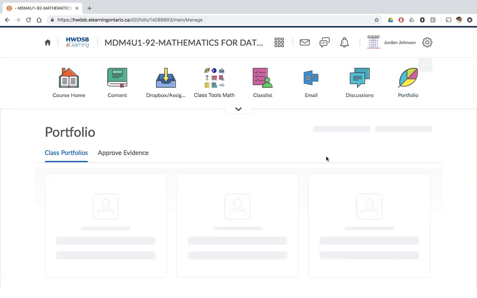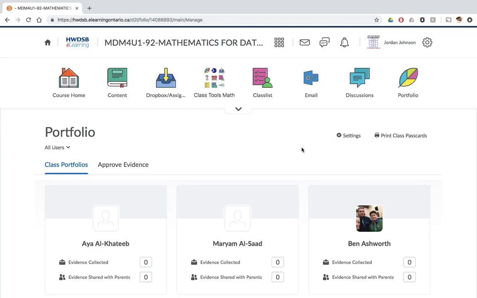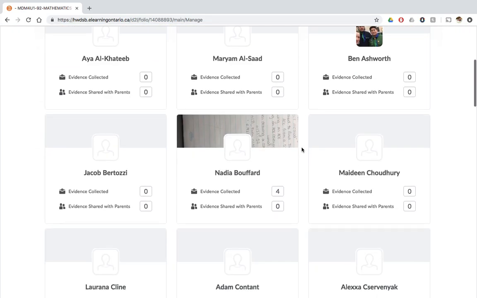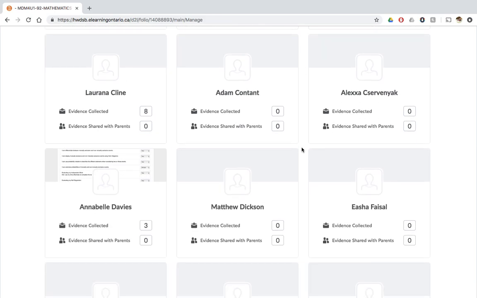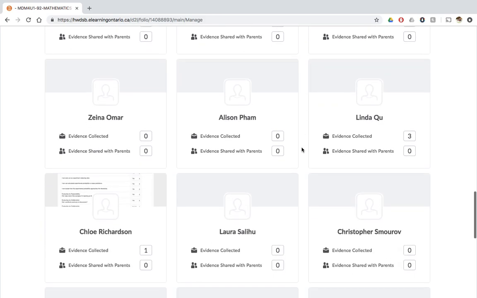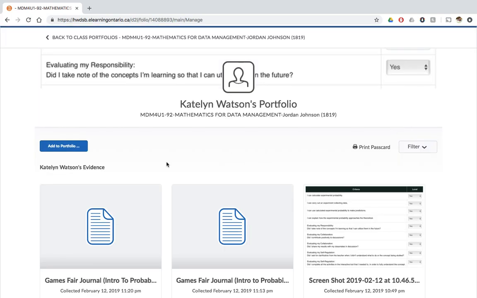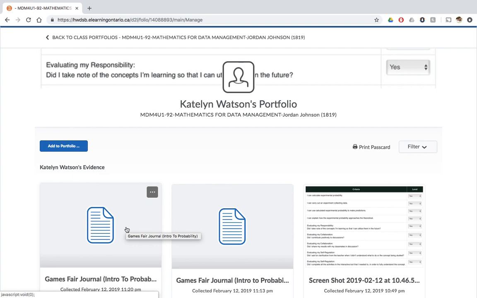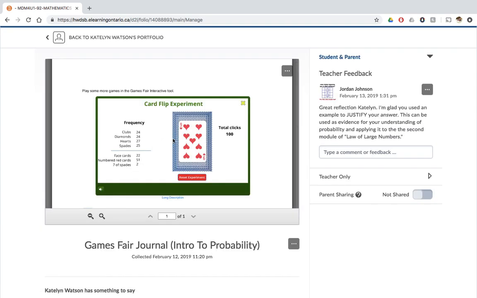And the reason I like using your portfolio is because this way it gives me an option. Let's say if you do really poorly on a test or an assignment, I can reflect back and take a look at your portfolio to see what you've submitted. So I've already asked Caitlin here for permission, and she's willing to share some of her portfolio here. So this was, I believe, the card flip experiment.